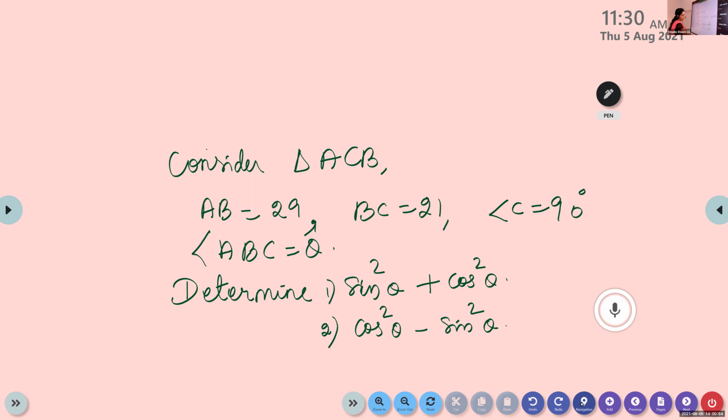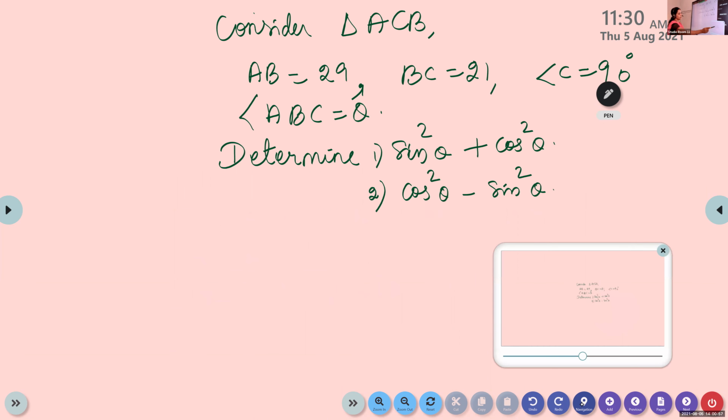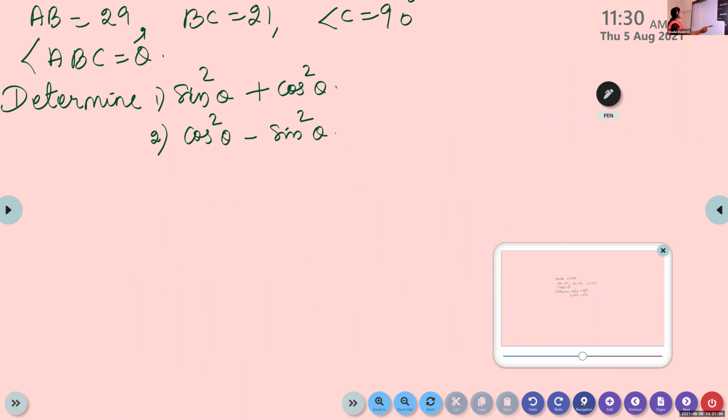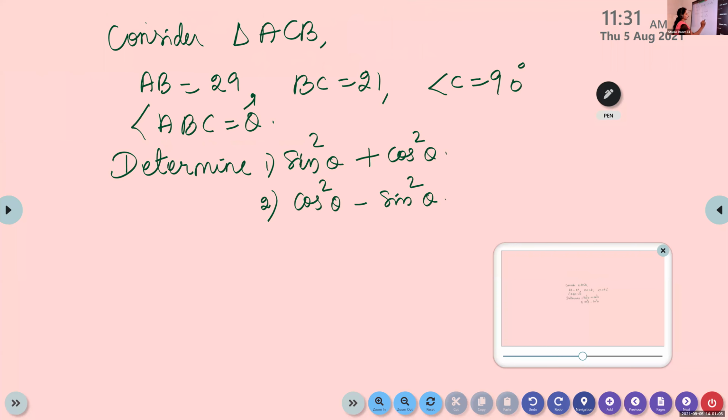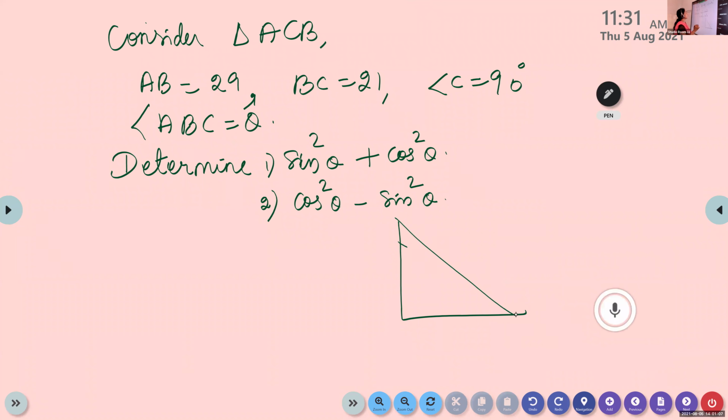How to do this? We are given a triangle. In triangle ACB, angle C is 90 degrees. AB is given as 29 units, BC is given as 21 units. Angle ABC is theta. So for the acute angle, instead of taking X and Y, here the angle is marked as theta. This is the figure given.